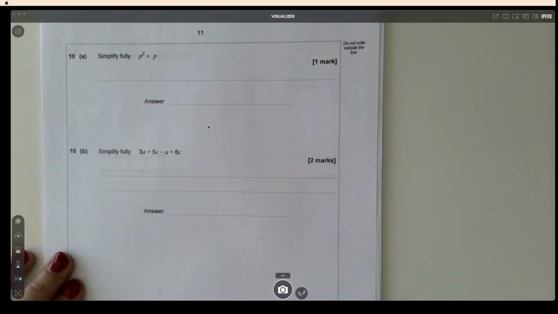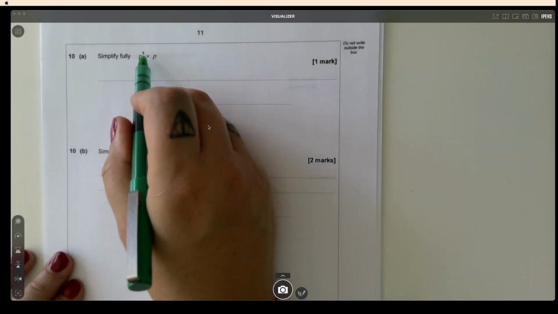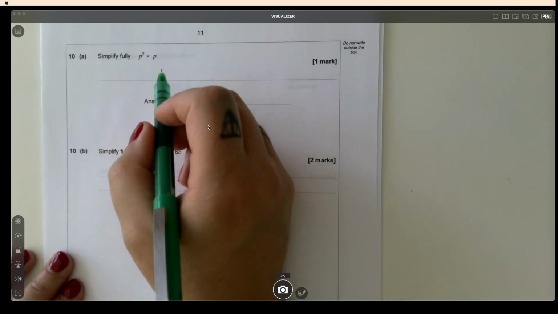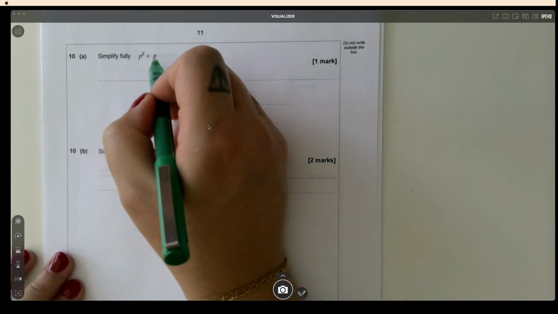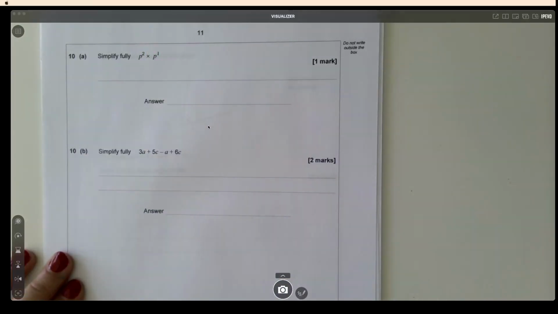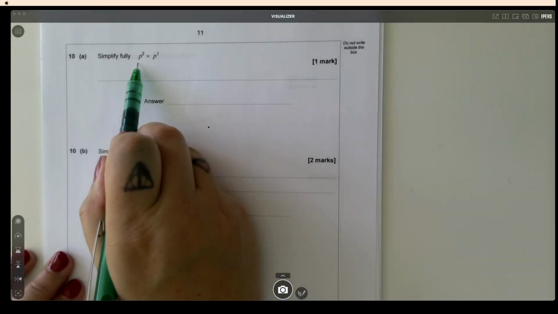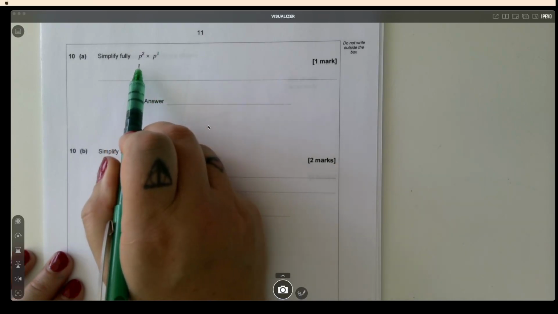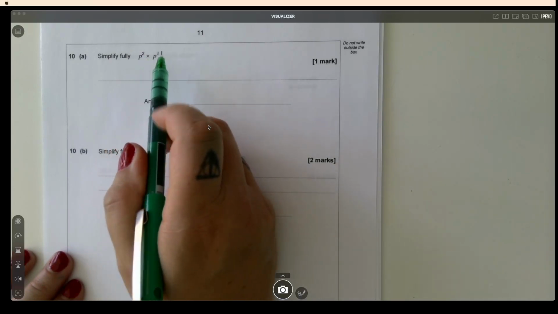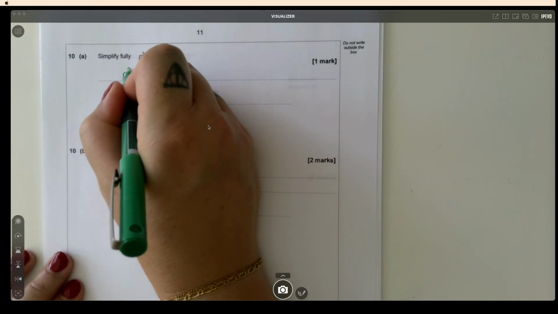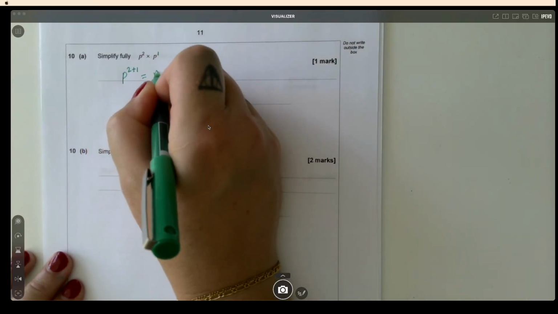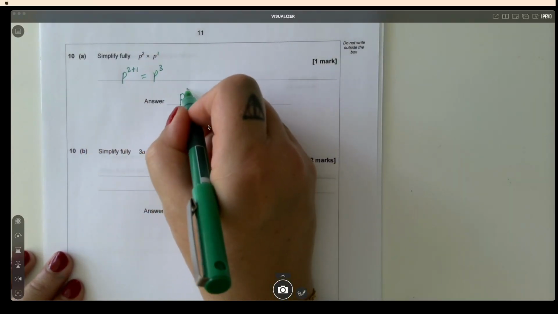Question 10a. Simplify fully p squared times by p. So what we need to remember is that this p has that invisible power of a 1, and the laws of indices for multiplication say that if they have the same base, which they do, p is the base, then we can simply add the powers to simplify. So we're going to have p to the power of 2 add 1, which is p to the power of 3, or p cubed.